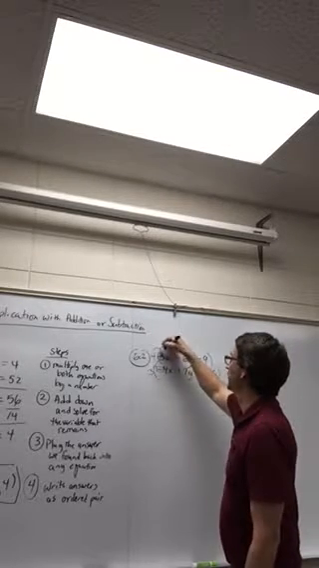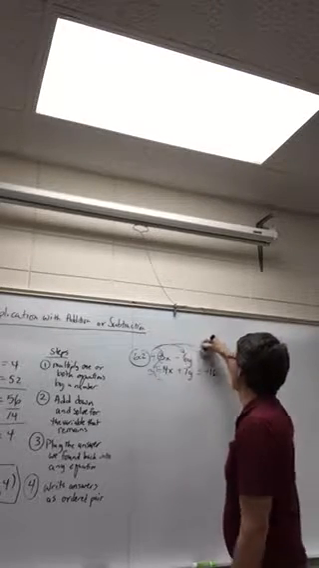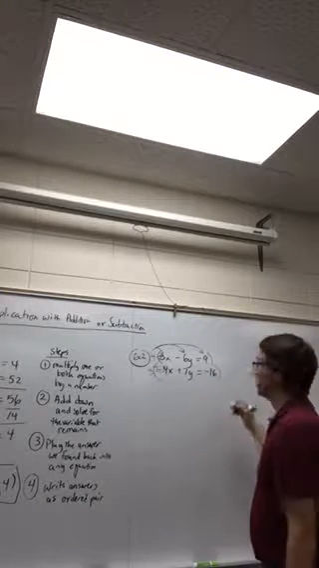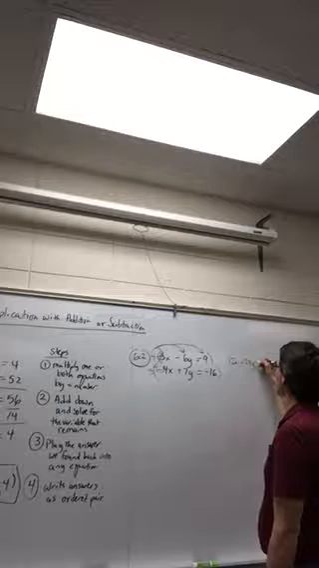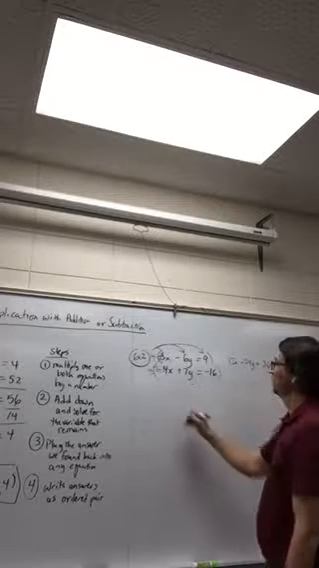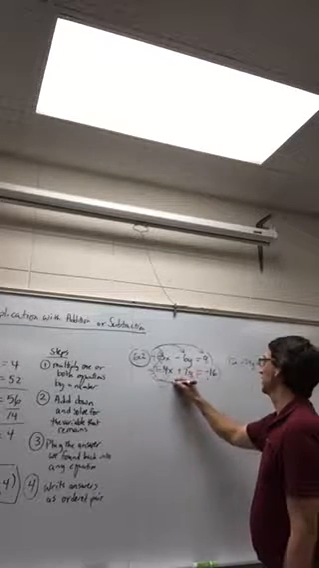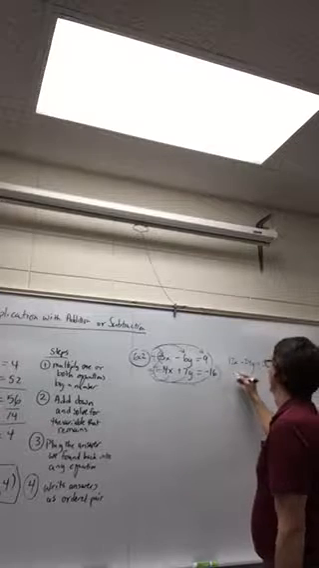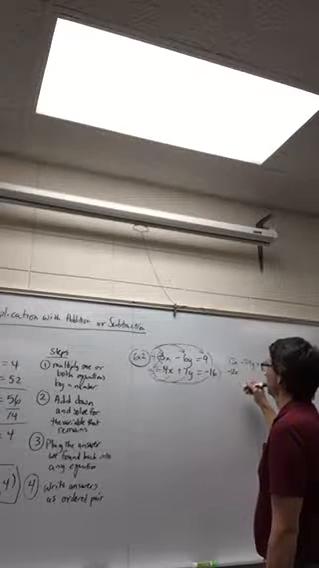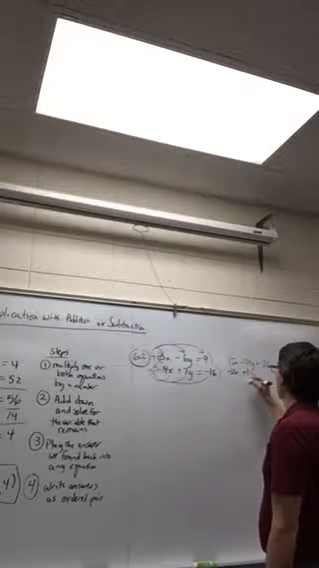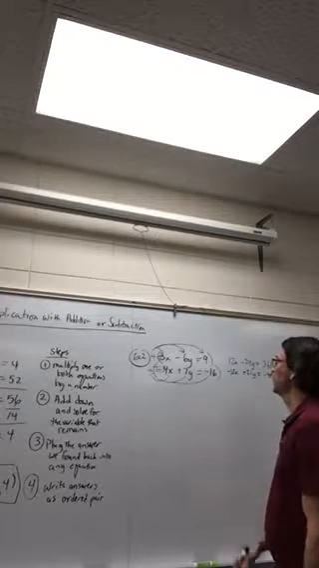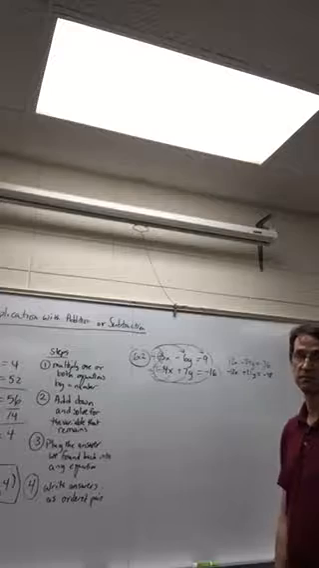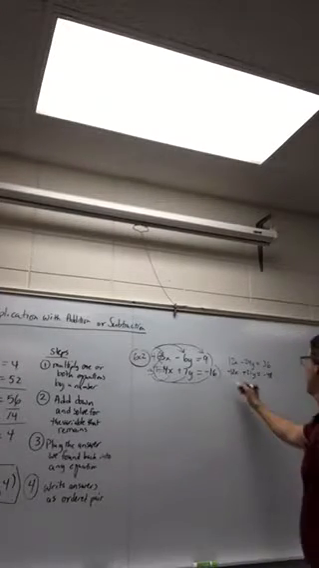And then on the top equation, I have to multiply everything by 4. So I'm going to end up with 12x minus 24y equals 36. I multiply everything on the bottom by 3. I get negative 12x plus 21y equals negative 48 when I multiply 3 times negative 16. And then at this point I add down.